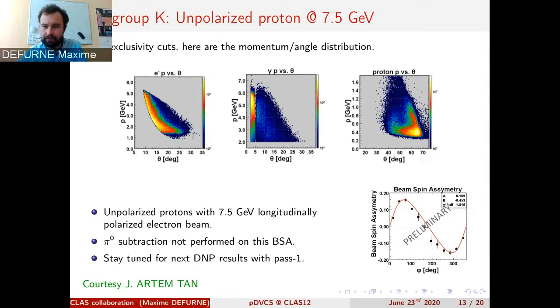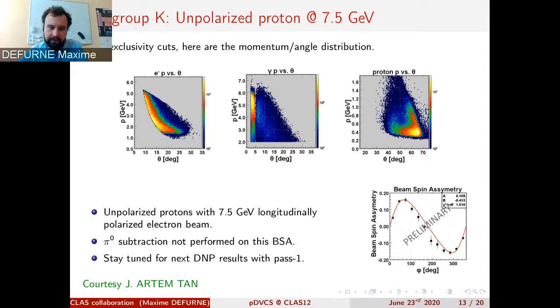And finally, the proton. You have protons that are detected at fairly large angle compared to the two other particles, the scattered lepton and the photon, because the proton is detected in a range of angle between 30 to 70 degrees.